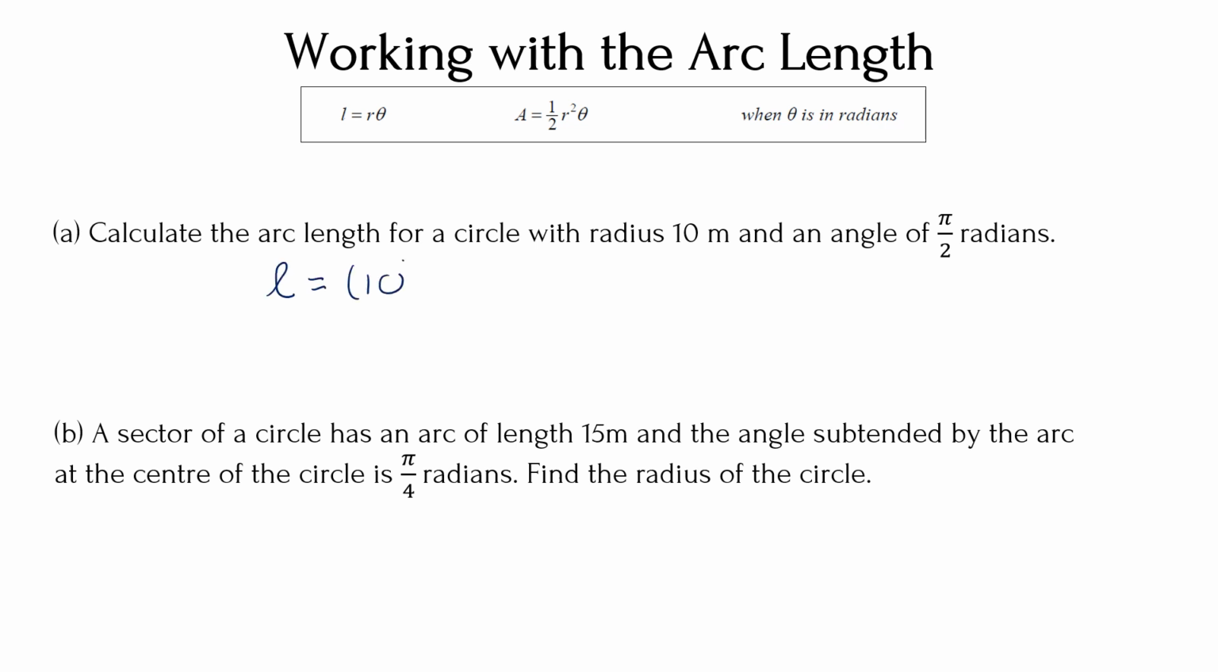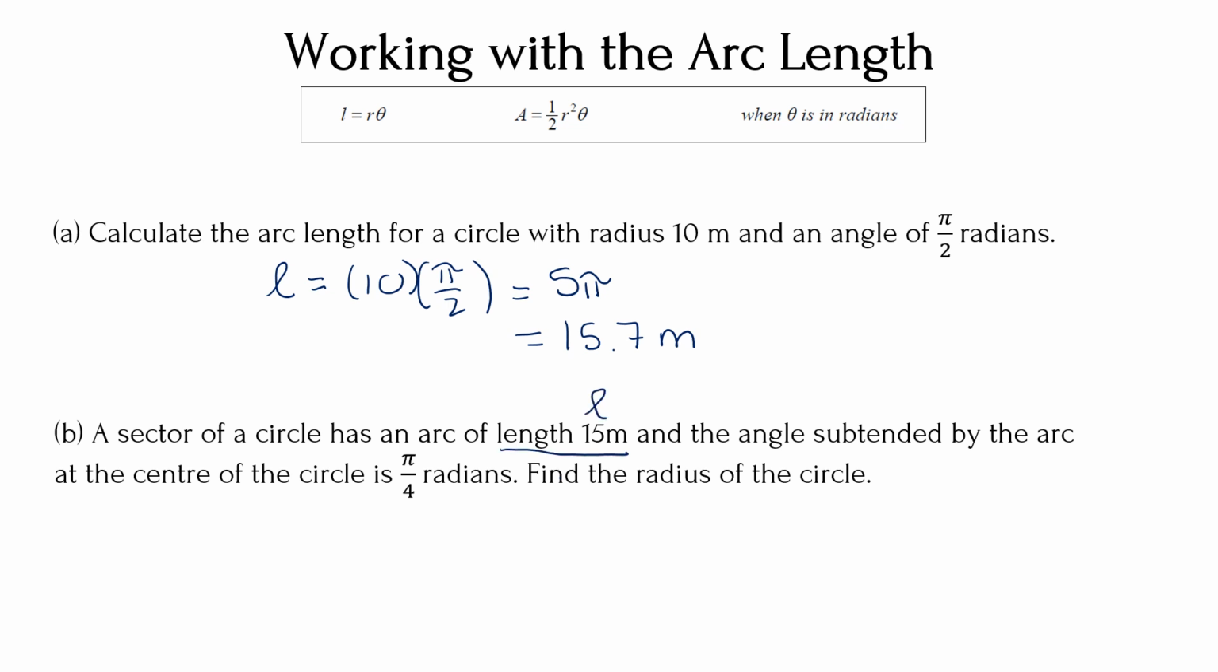Our radius is 10 and this is pi over 2. This gives us 5 pi. However, we wouldn't leave our answer in terms of pi for a length. So instead, we're going to change that to a decimal. So it's 15.7 meters.